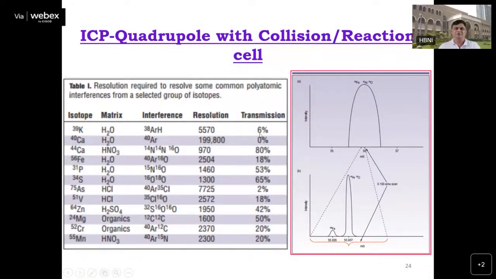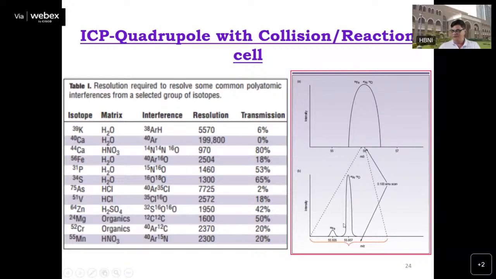And what are those polyatomic interferences? You can see these isotopes and various matrices, with water, acids, sulfuric acid, and organic compounds, and these are the corresponding interferences. For example, 39 potassium with 38 argon and hydrogen, and if we have the resolution, that is how we resolve it. In this particular diagram we have shown iron 56 and argon 40 with oxygen. So how can we resolve it by using these reaction cells?